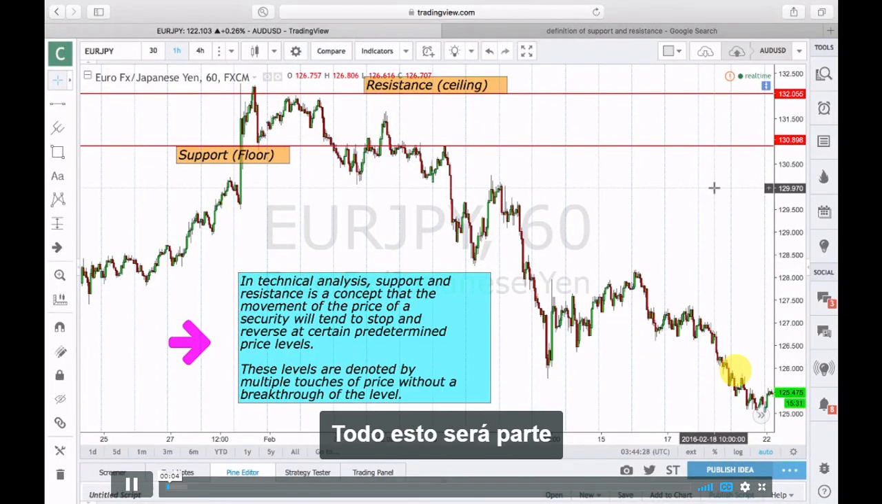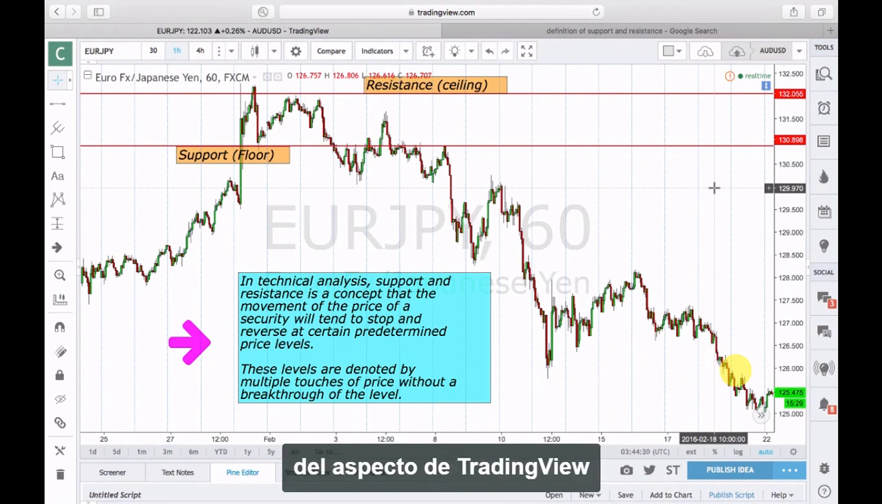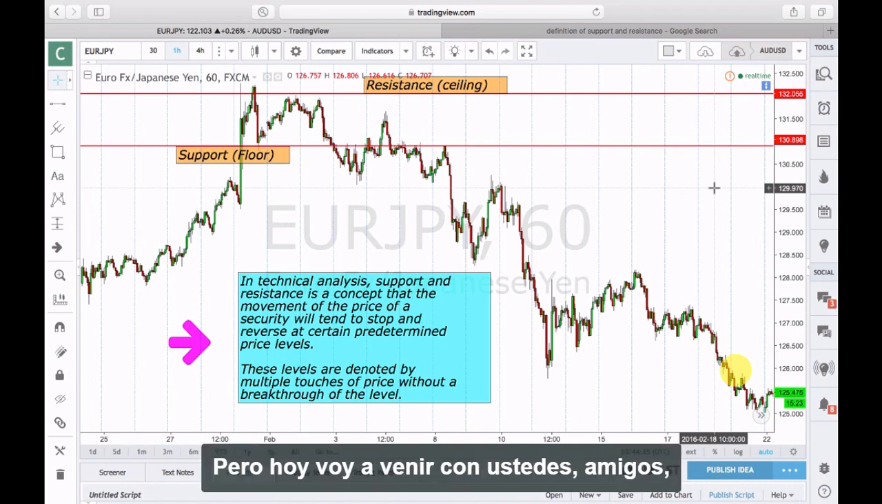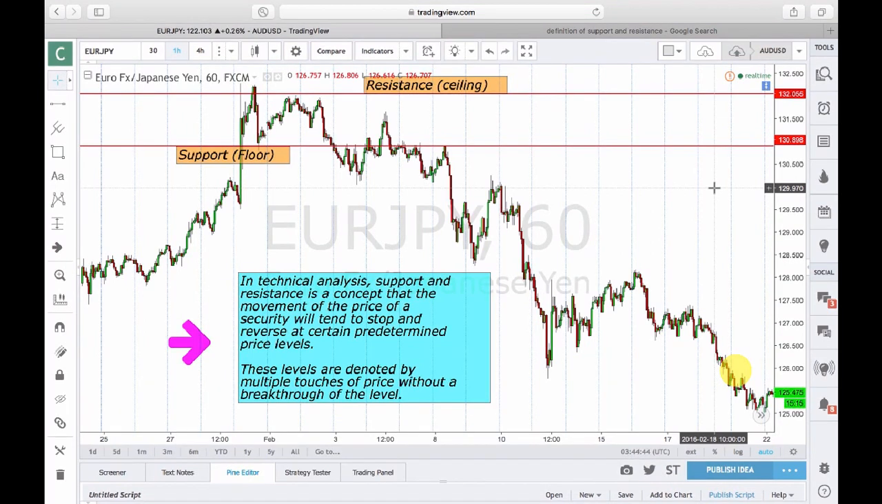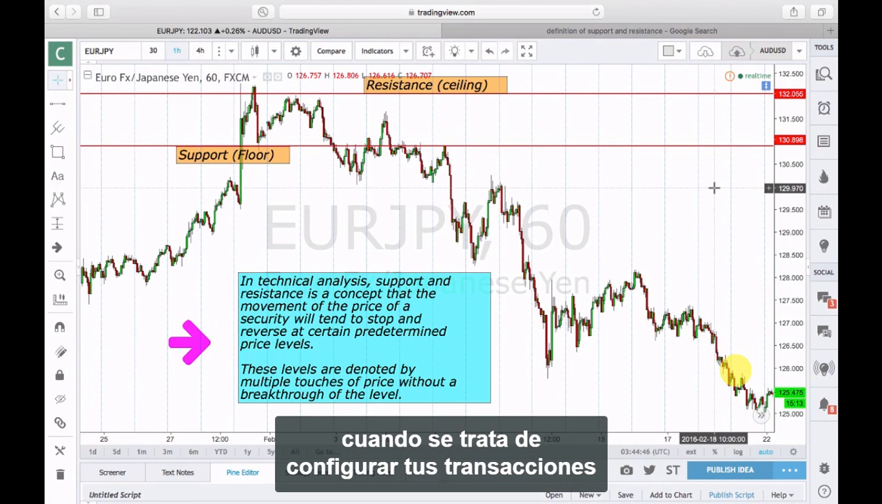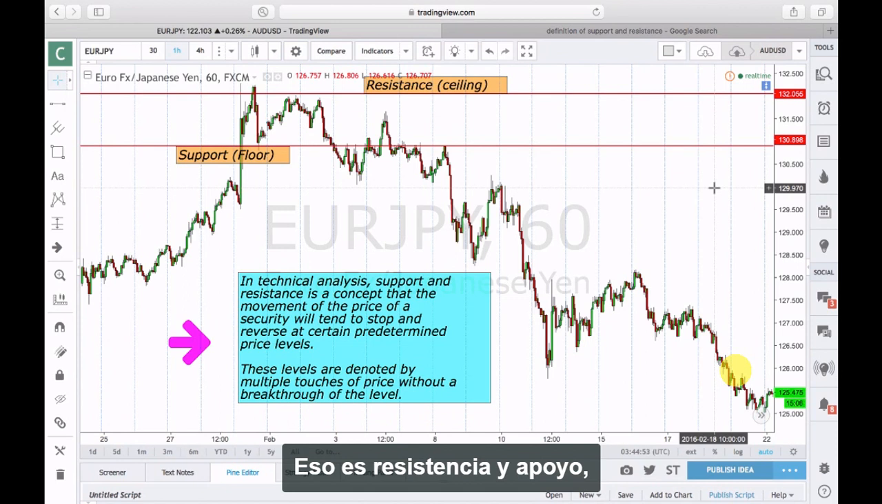This is going to be all part of the TradingView aspect when it comes to marking up charts and analysis and everything. But today, I want to break down something pretty simple, but one of the most necessary confirmations when it comes to taking a trade setup in the foreign currency exchange markets. And that is resistance and support.